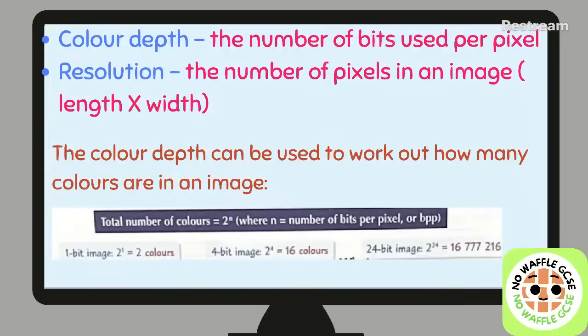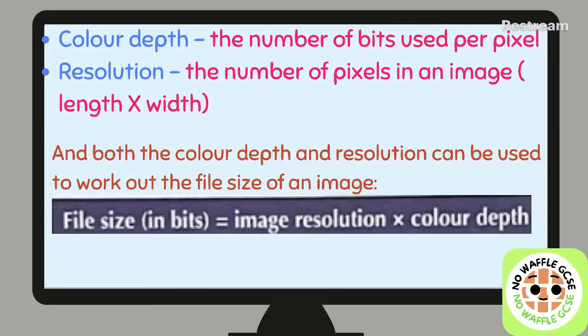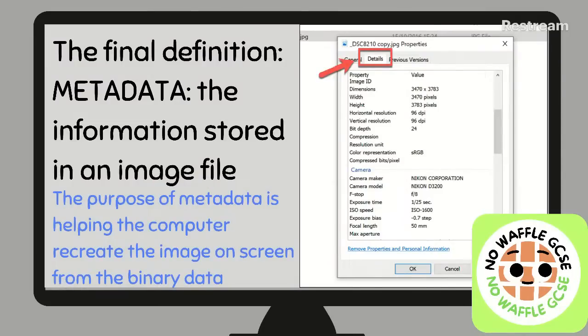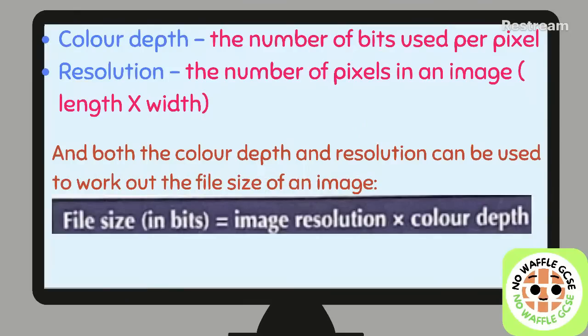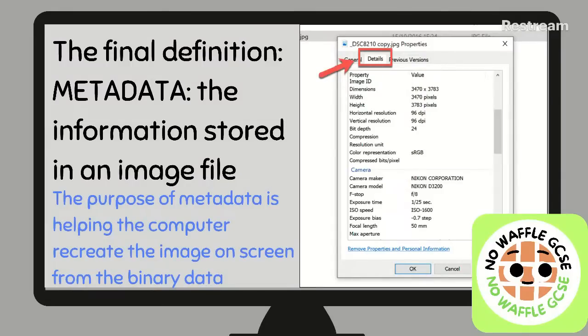Now, the color depth can be used to work out how many colors are in an image. The total number of colors is equal to 2 to the power of n, where n is the number of bits per pixel. You can also use the color depth and resolution to work out the file size of an image. Now, the final definition is metadata. Metadata is the information stored in an image file. The purpose of metadata is helping the computer recreate the image on screen from the binary data, and you can definitely go into your files and find out the metadata.